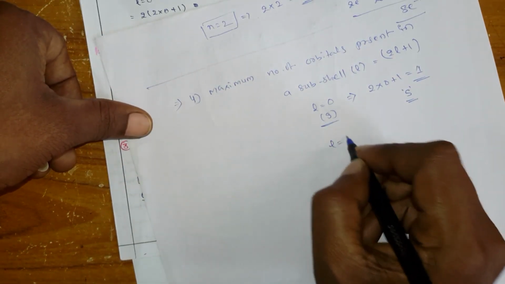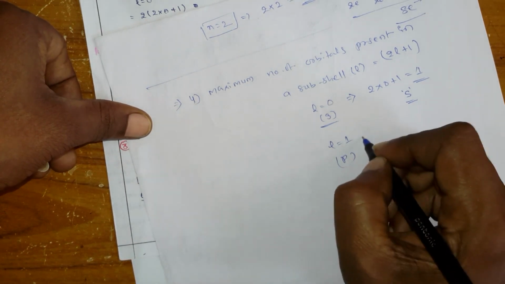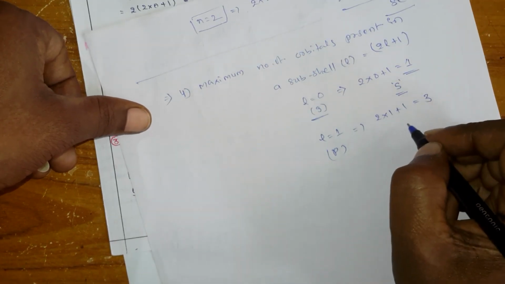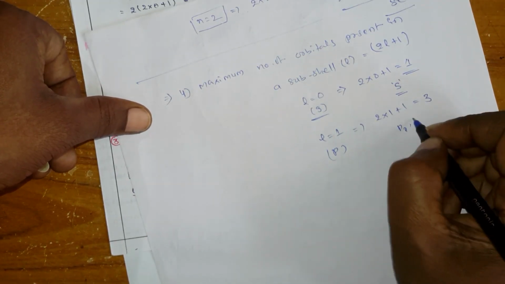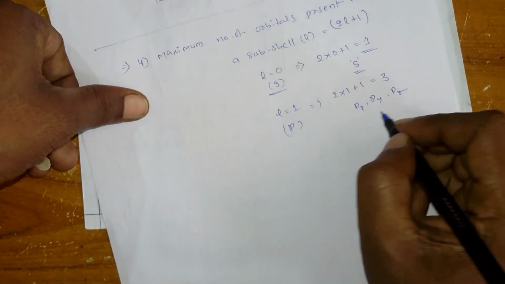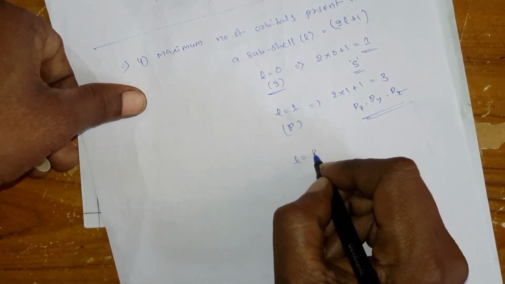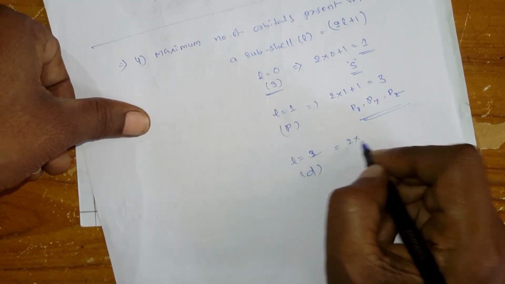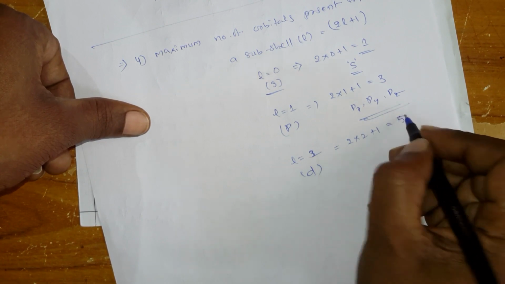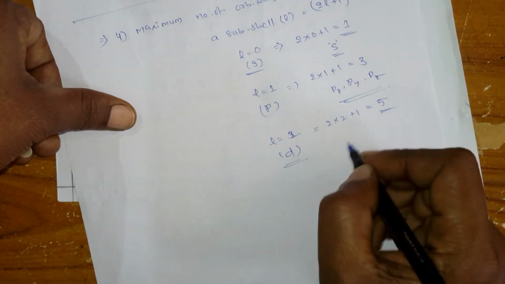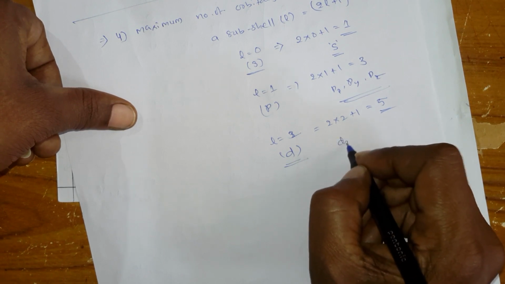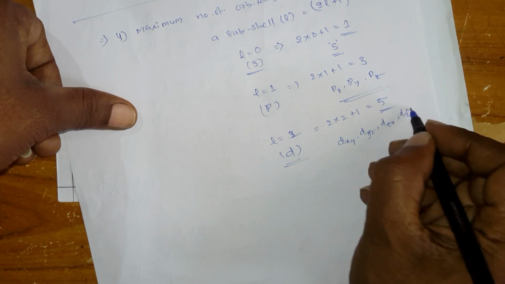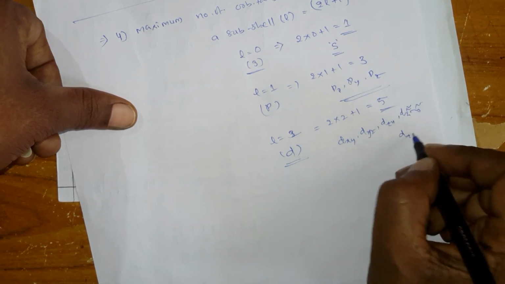Okay, now suppose l is equal to 1, that means the p subshell, so how many? 2 into 1 plus 1, that is 3. That means you can see the p orbitals, px, py, pz, so 3. Suppose l is equal to 3, sorry, l is equal to 2, so that is d, that is 2 into 2 plus 1, that is 5. So in the d subshell you have 5 d orbitals, dxy, dyz, dzx, dx square minus y square, dz square, like this.